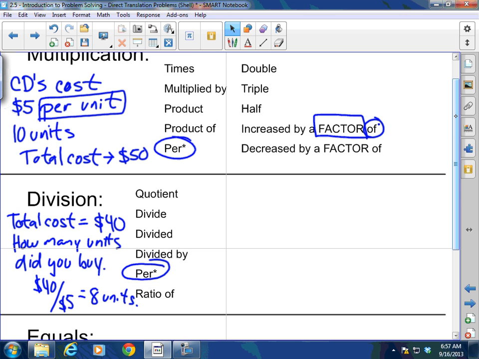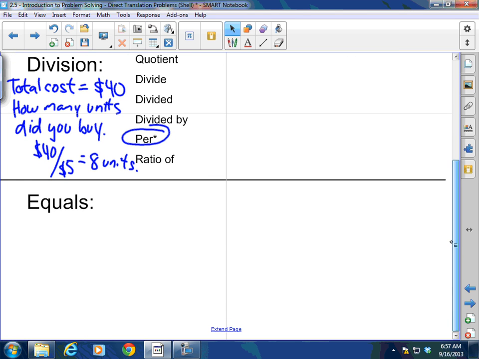All right, now last but not least, equals: is, are, was, were, will be, gives, yields, sold for. Okay, any of those means equal. Think about it. Is, are, was, were, will be. Those are all tenses of to be.